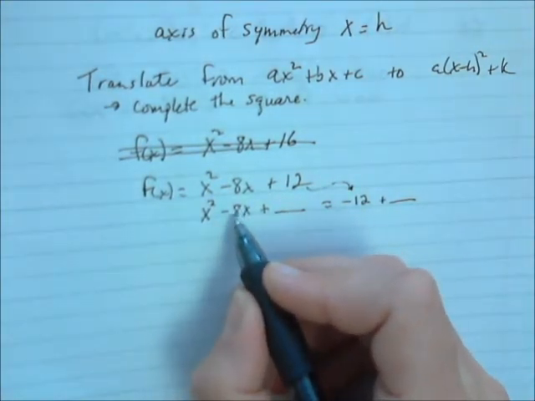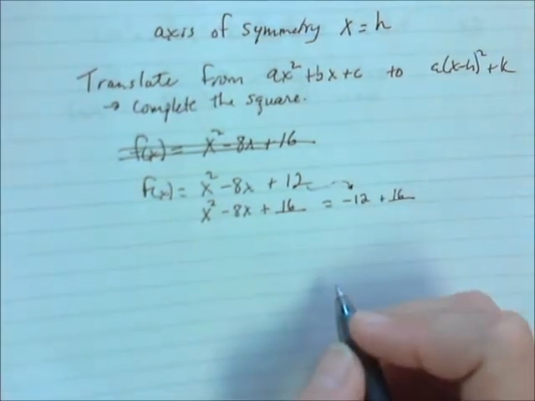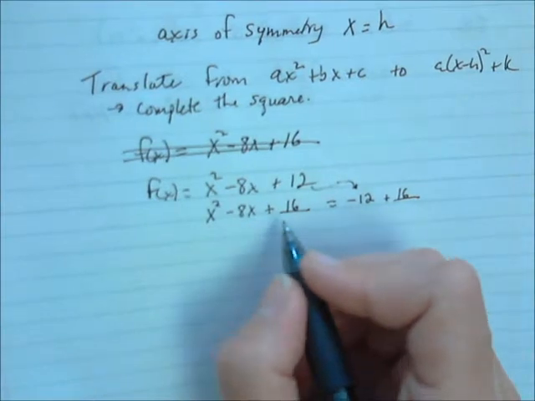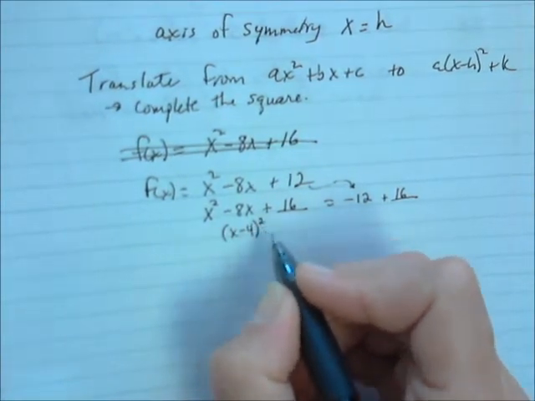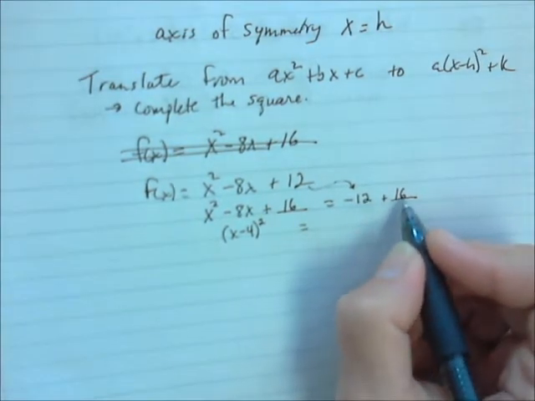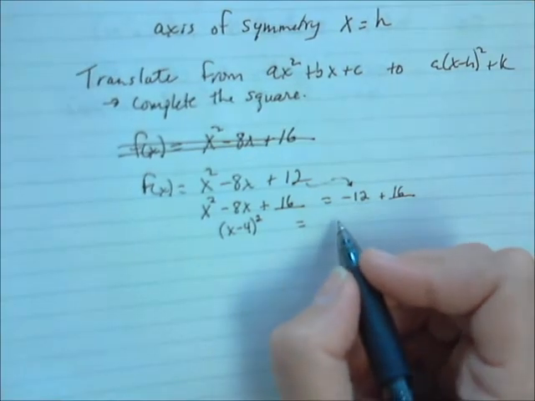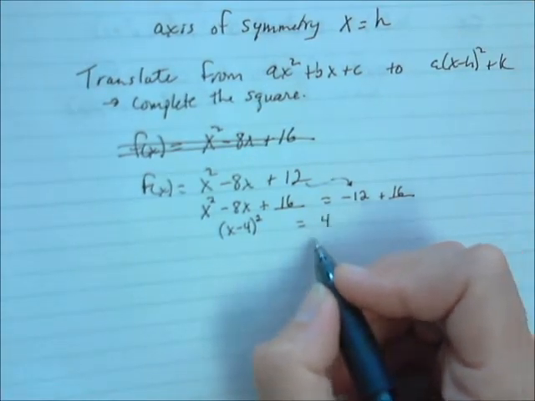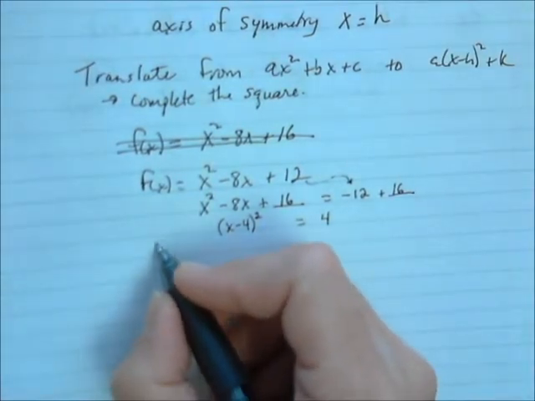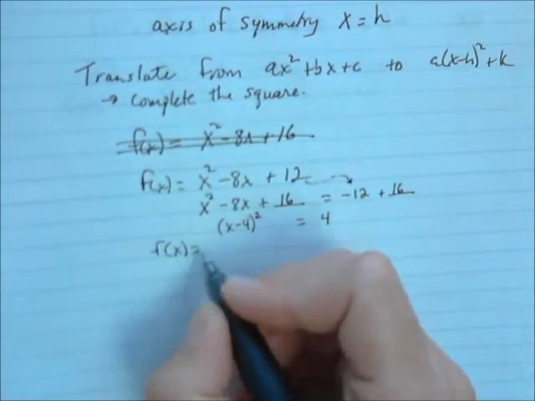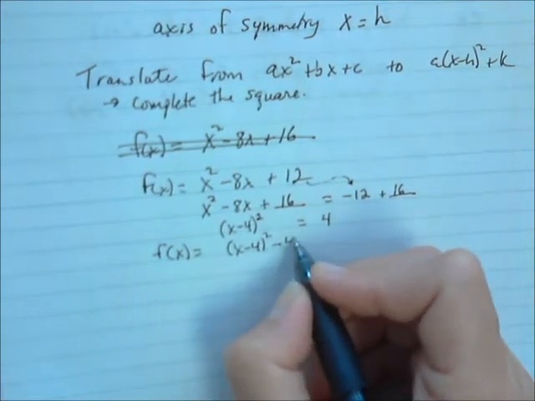Half of b is negative 4. Negative 4 squared is 16. So you're going to add 16 to both sides. You're going to factor this into x minus 4 times x minus 4, which is x minus 4 squared. And then you're going to add these two numbers together. Negative 12 plus 16 is equal to 4. And then you're going to bring the 4 back over to the left side of the equal sign again. So the function in vertex form will be x minus 4 squared minus 4.